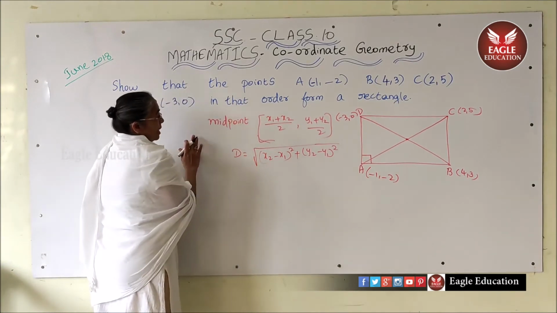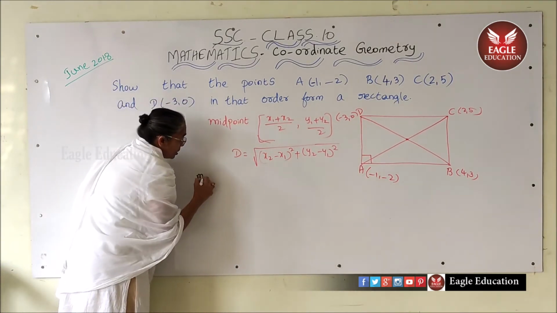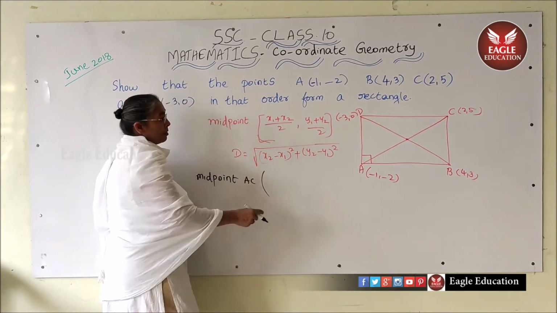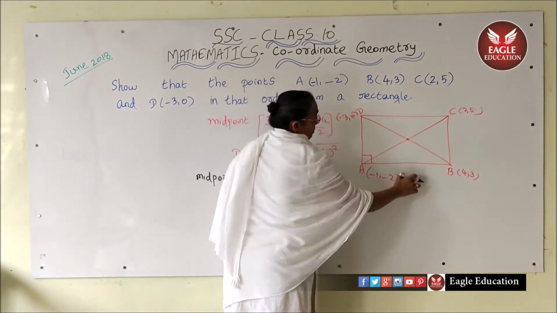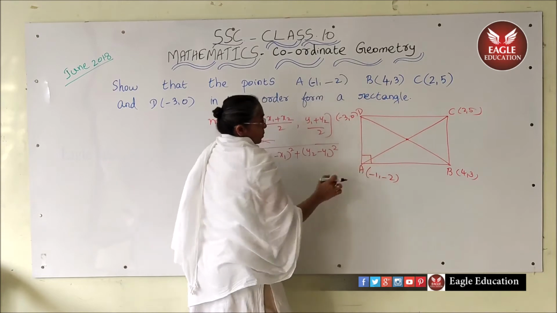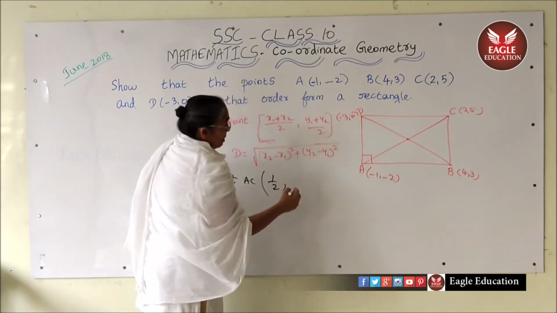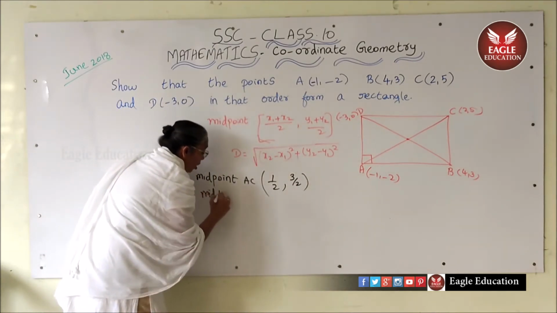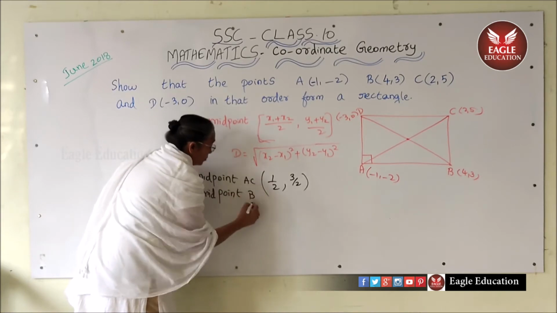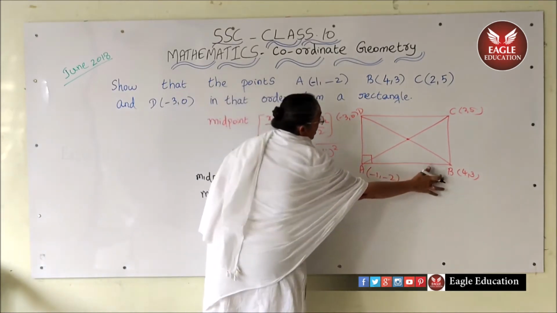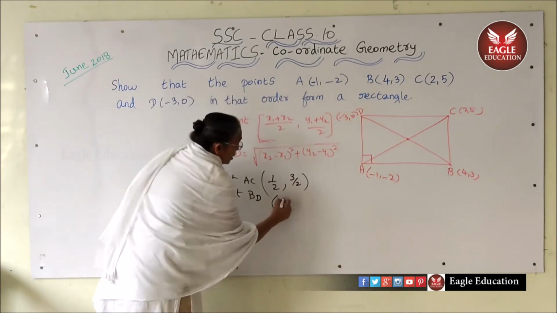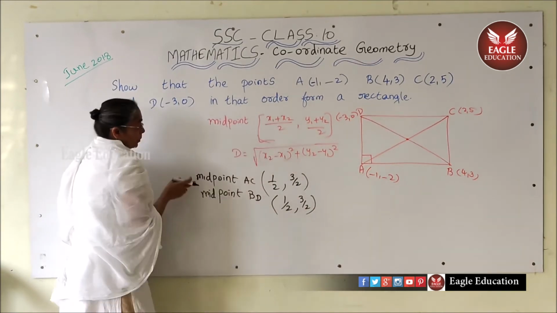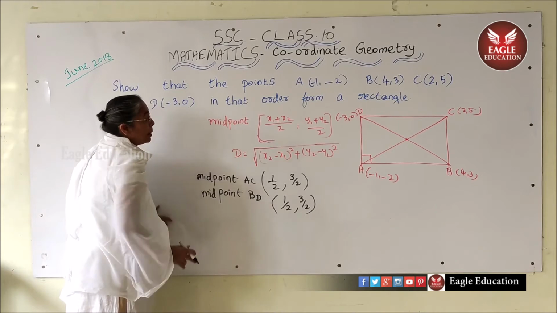Now let us find the midpoint of AC. Using the formula x1 plus x2 by 2, y1 plus y2 by 2, where this is x1, y1 and this is x2, y2: 2 minus 1 by 2, comma 5 minus 2, 3 by 2. So this is the midpoint of AC. Now let us find the midpoint of BD. These 2 points: 4 minus 3, 1 by 2, comma 3 plus 0 by 2, 3 by 2. Now we can see the midpoint of AC is equal to the midpoint of BD.